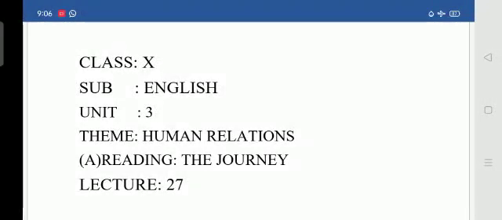Good morning, students. In the last class, we completed the vocabulary part of the lesson, The Journey. And today we are going to complete grammar.